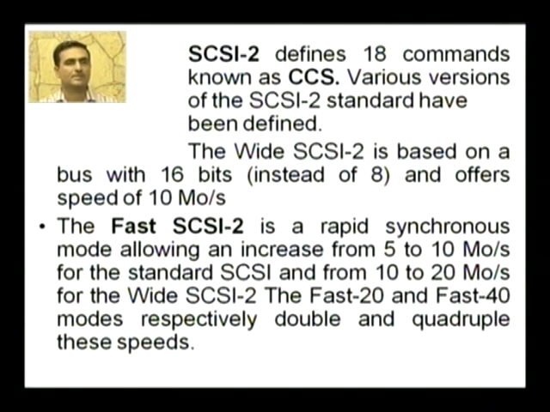So, what is the difference between SCSI 2 and fast SCSI 2? Fast SCSI 2 is a rapid synchronous mode, and it allows an increase from 5 to 10 Mbps for the standard SCSI, and from 10 to 20 Mbps for the wide SCSI. It doubles the speed: if used for the standard SCSI, it is doubled from 5 to 10, and if used for the wide SCSI, it doubles from 10 to 20 Mbps.